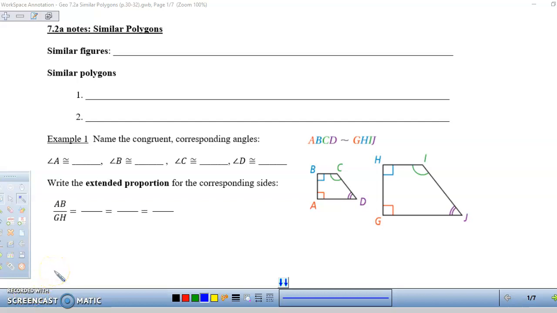Hello, geometry. So today we're going to go through similar polygons. Now this concept is actually pretty difficult. The first part of it is not so bad, but you do need to make sure you're really paying attention to all the details today. Okay, so similar figures are the same shape, but may not be the same size.